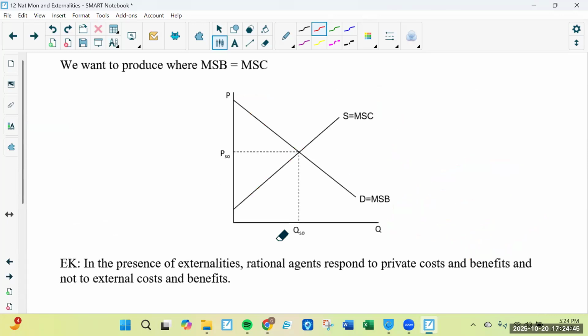So how do externalities work? The bottom line is, again, if we're in a situation where marginal social cost is equal to marginal social benefit, you are at the socially optimal quantity, and so there are no externalities. In the presence of externalities, rational agents respond to private costs and benefits and not to external costs and benefits. So this is a situation where marginal social cost is equal to marginal social benefit. So society is happy, but this is not where the market would actually be.